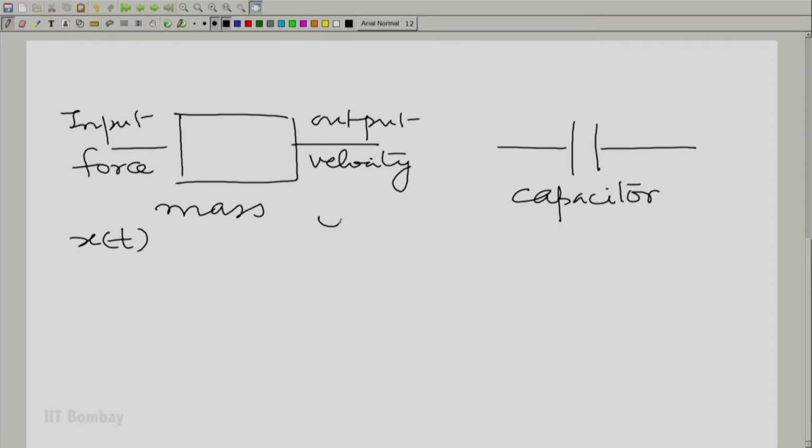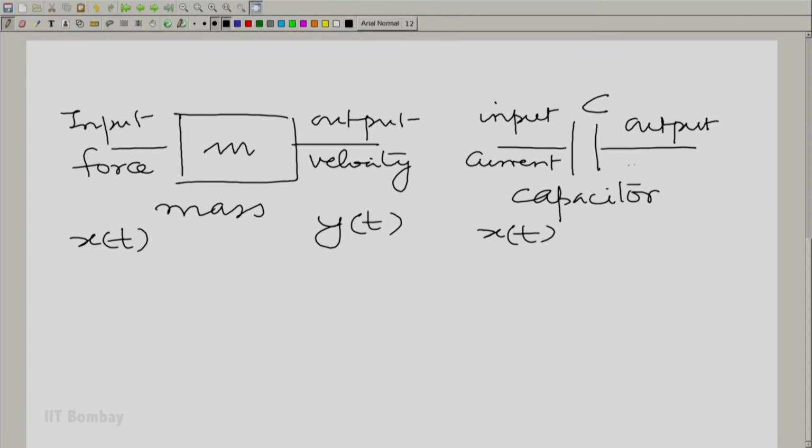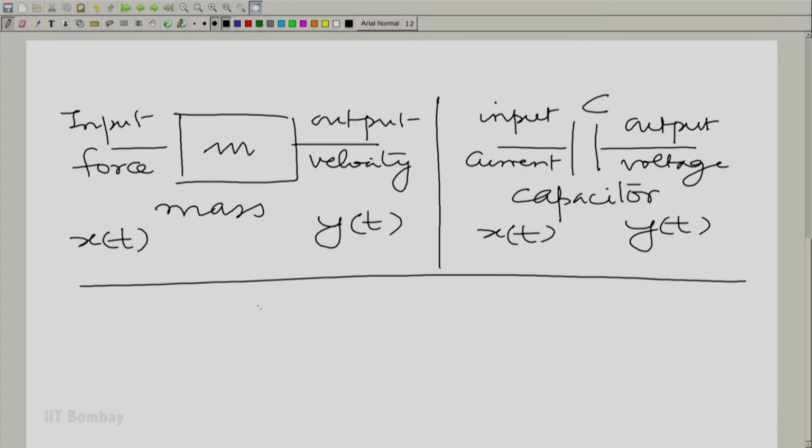Force we will call x of t, velocity y of t. Here the input is the current, again we will call the current x of t, the mass m, the capacitor C, the values I mean. And the output is the voltage, which in that context we again denote by y of t. In both cases, let us call the constant of proportionality gamma. So here gamma is equal to the mass m, and gamma is equal to the capacitance C.